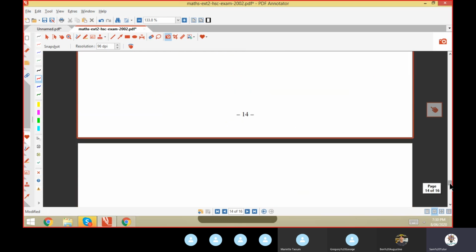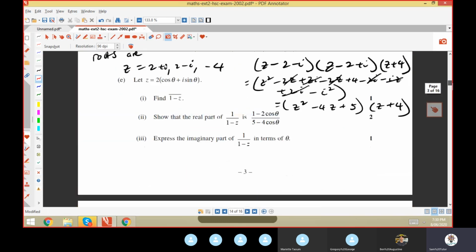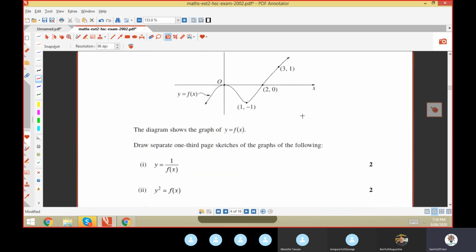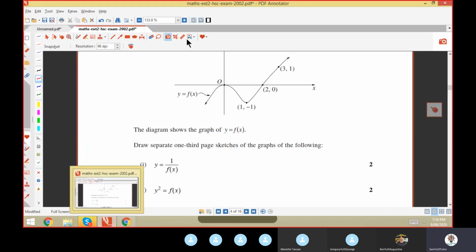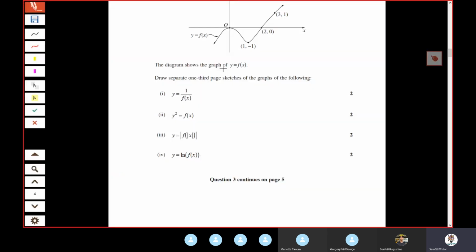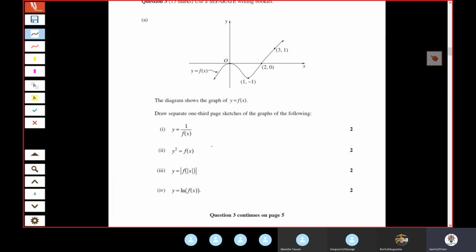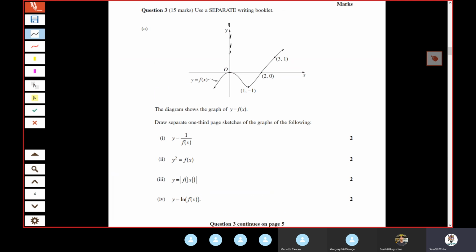Not yet. All right. And then just before we go, I'll just do these graph ones, just as a bit of revision. Yep. So 1 on f of x. If I had to draw this one, 1 on f of x, I know that intercepts become asymptotes.